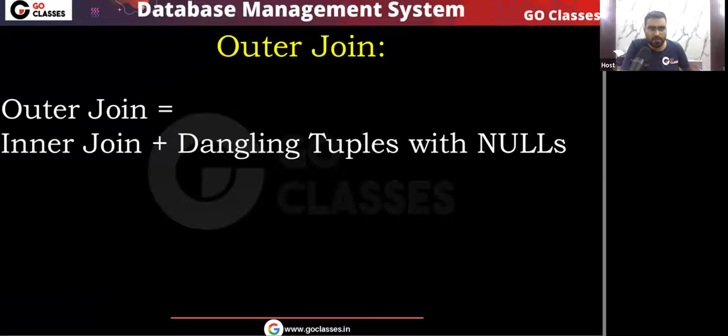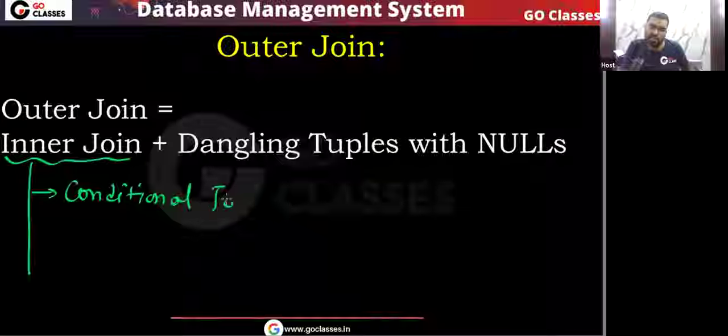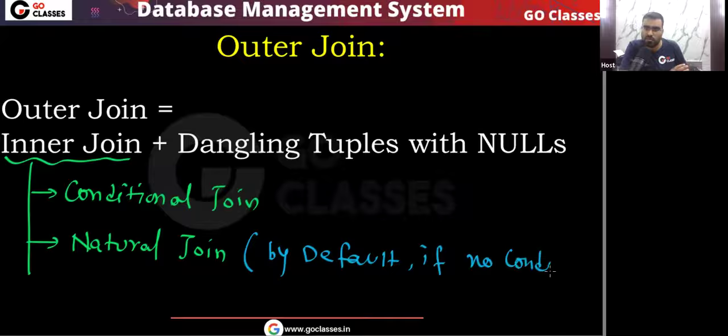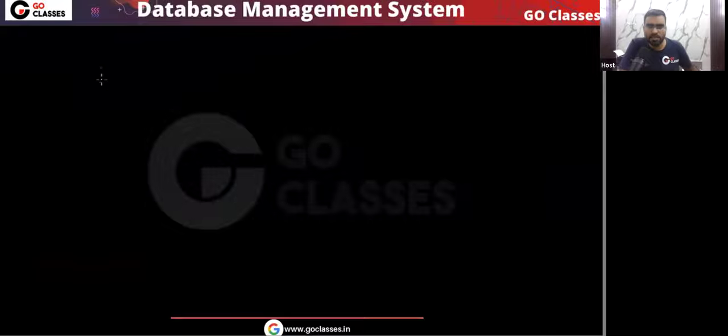One more thing. This inner join can be any inner join. It can be a conditional join or a natural join. If no condition is given, then by default, it is natural join. Very simple. I hope all these points are clear. Now, with examples, these points will become more clear.